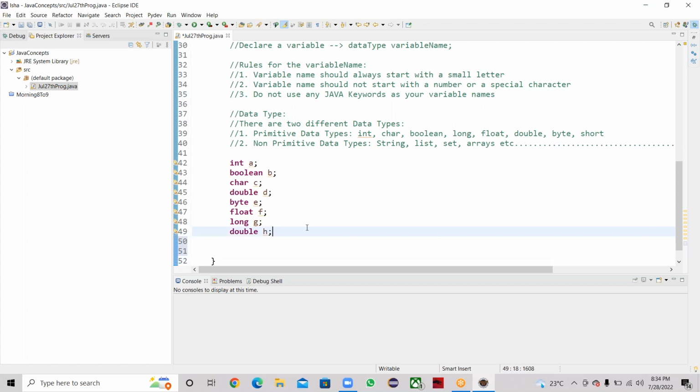So what do we do? Now let us see how we declare a variable. Declare a variable. Now we will see how we initialize a variable. Variable name equal to value. Clear everyone? Clear with the syntax of how to initialize a variable?